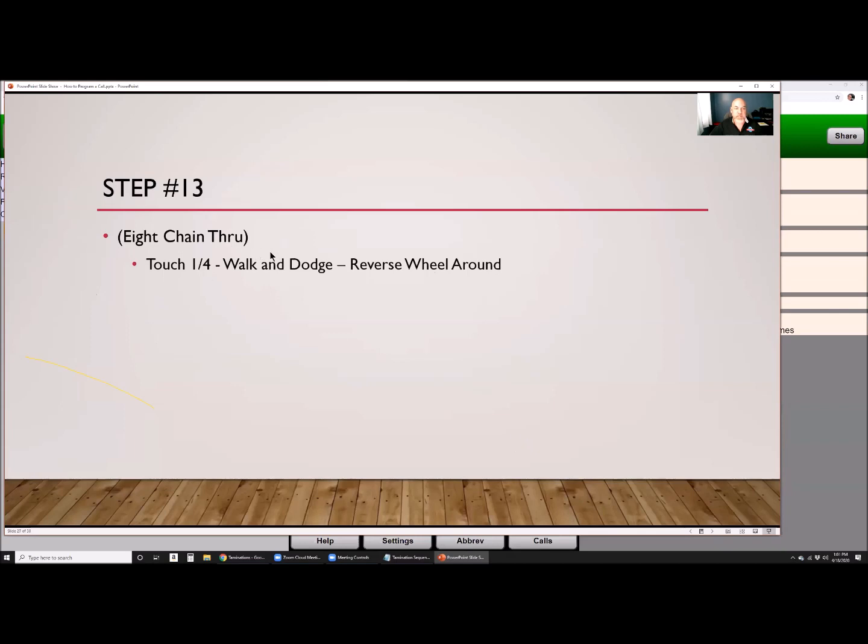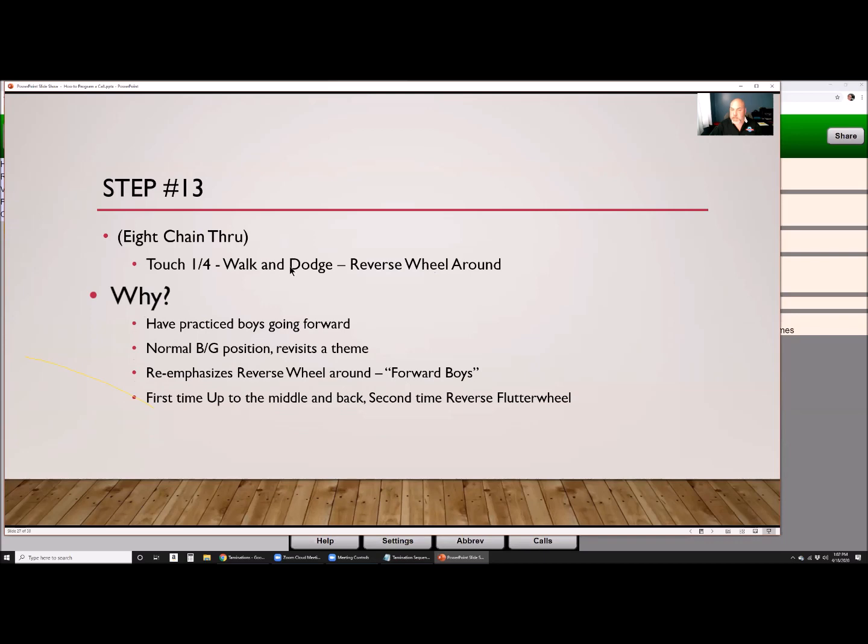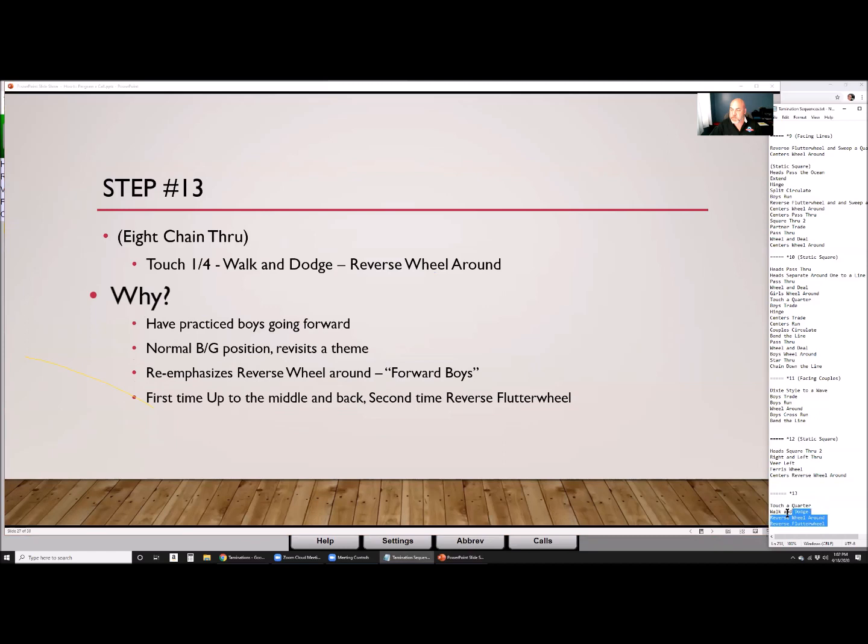Last one I got here for you is the same idea. The touch a quarter, walk and dodge, reverse wheel around. Again, once you can get the boys to understand, or the dancers to understand, that whoever goes forward keeps going forward and to trust you, this is a nice flow. Because again, this is the 3rd time I've practiced the boys going forward. It's still a normal boy-girl position, so that revisits that theme. And then I can usually reemphasize the reverse wheel around with forward boys as they're doing what they need to do. First time I'm going to do the call, it's going to be up to the middle and back. Maybe the next time I'll put in a reverse flutter or something of that nature.